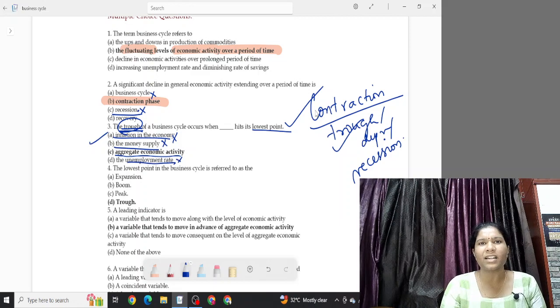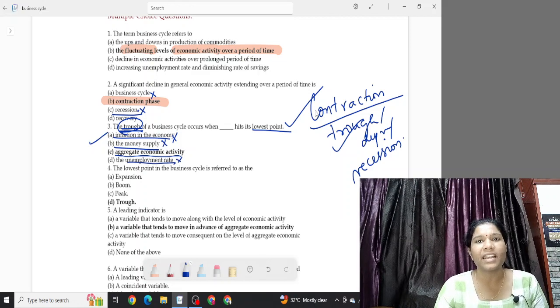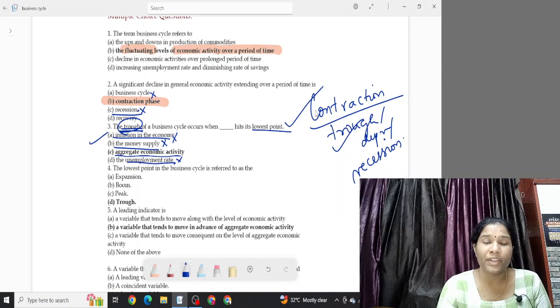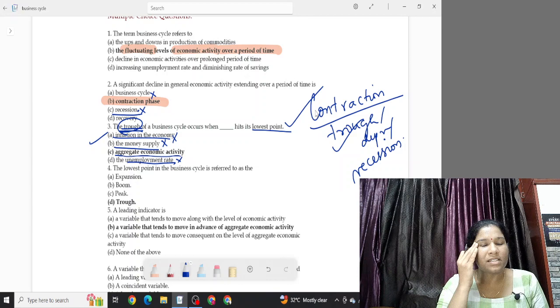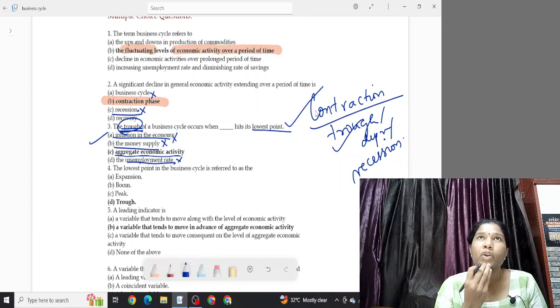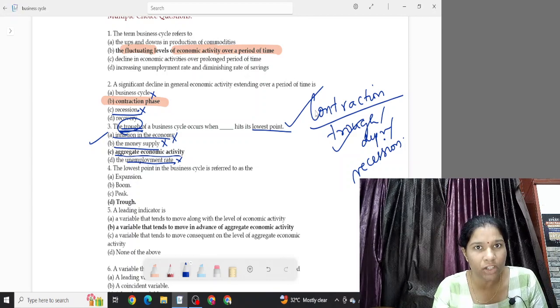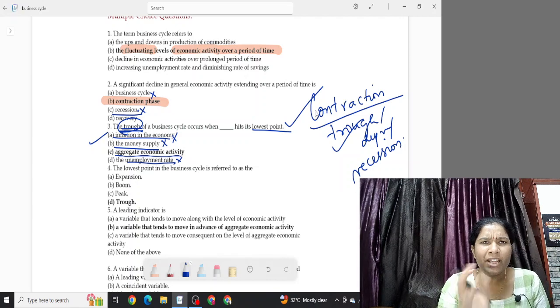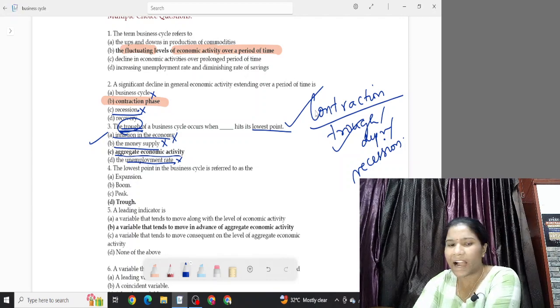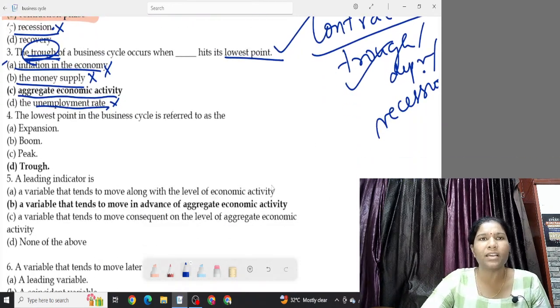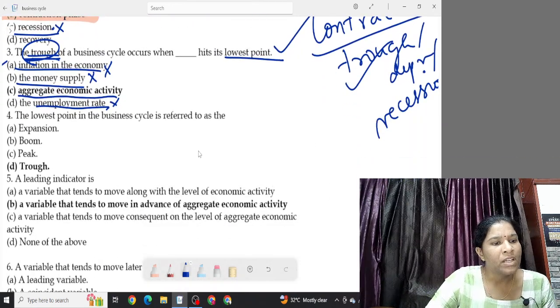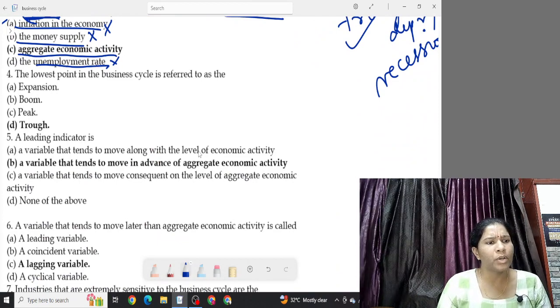So what is the evident answer here? The evident answer is aggregate economic activity. If the phrase aggregate economic activity is not given, then we might consider, okay, maybe money supply is very low during a trough situation. We might consider those things. But the evident answer, aggregate economic activity, is being given to you. So you need not worry about the other options at all. Okay. Next one. What is the fourth question?